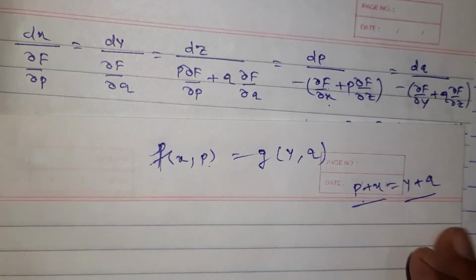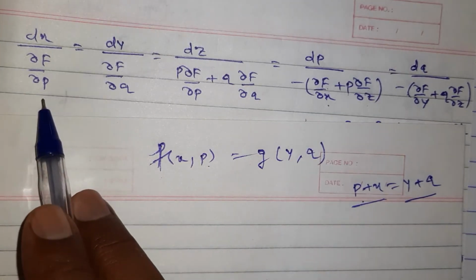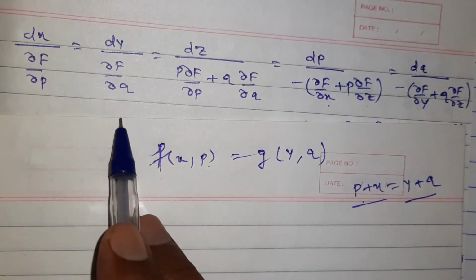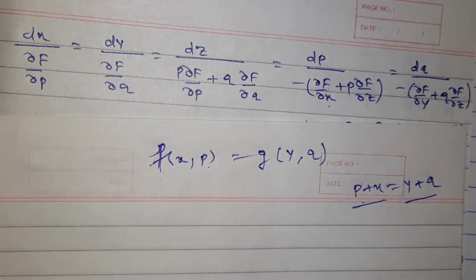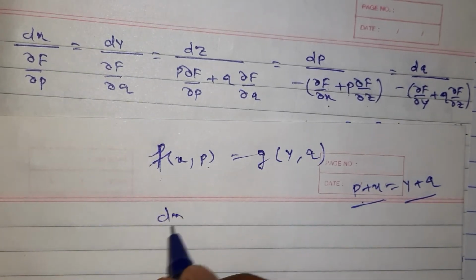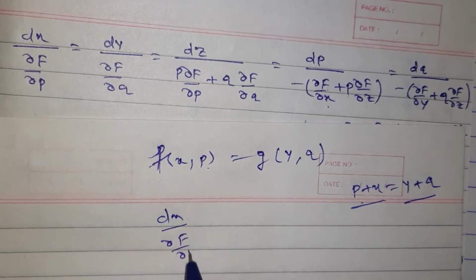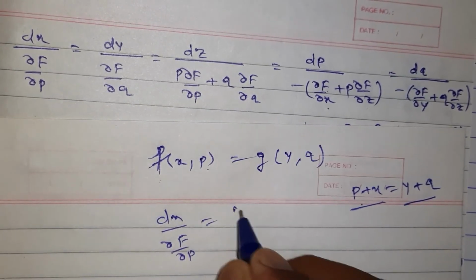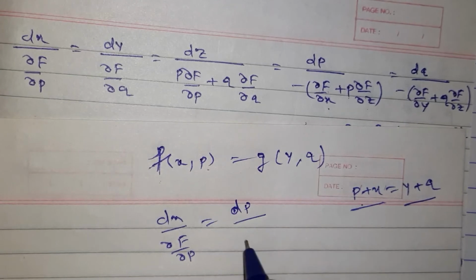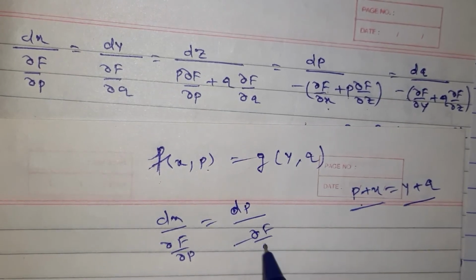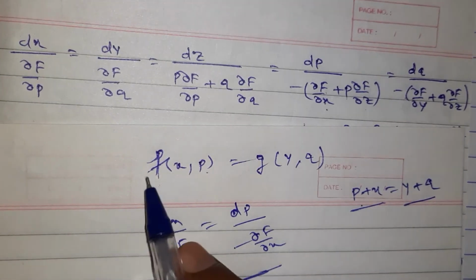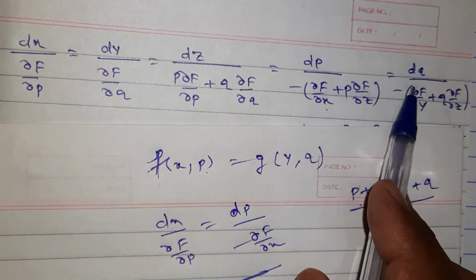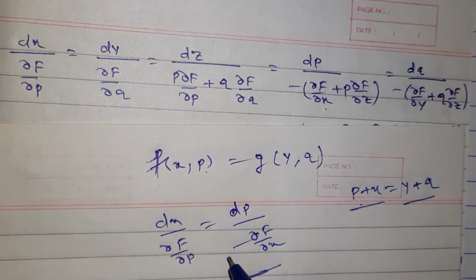And here, ∂f/∂P means only terms of P. ∂f/∂Q means only terms of Q, because we get the separate terms, right? So in that case, we get dx upon ∂f/∂P is equal to dp upon minus ∂f/∂x. Now you just cross multiply and solve this. Similar way, dy and dq you may get. So in this way, you can solve the problem.